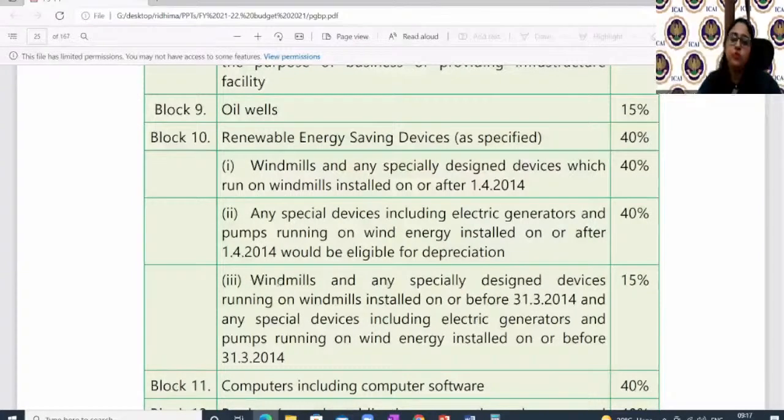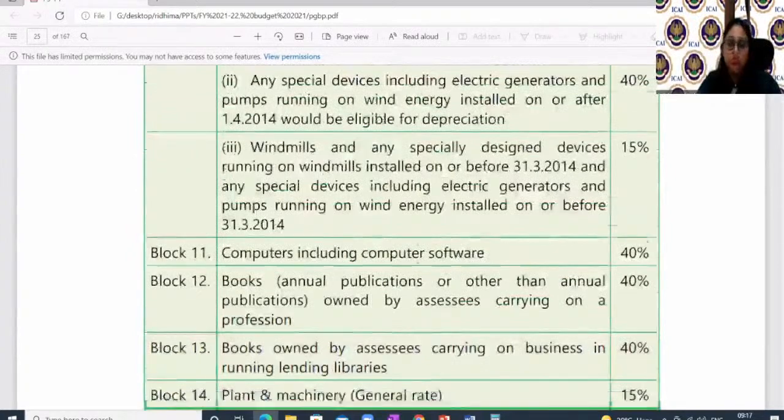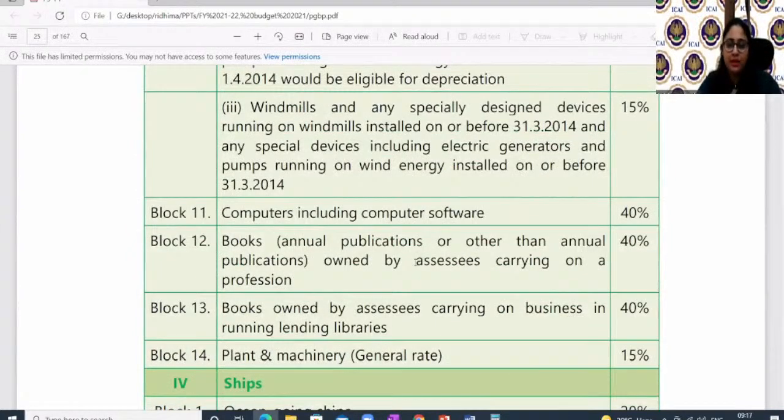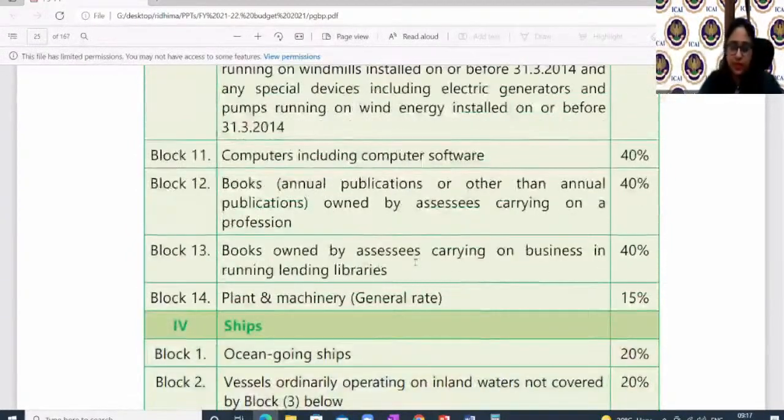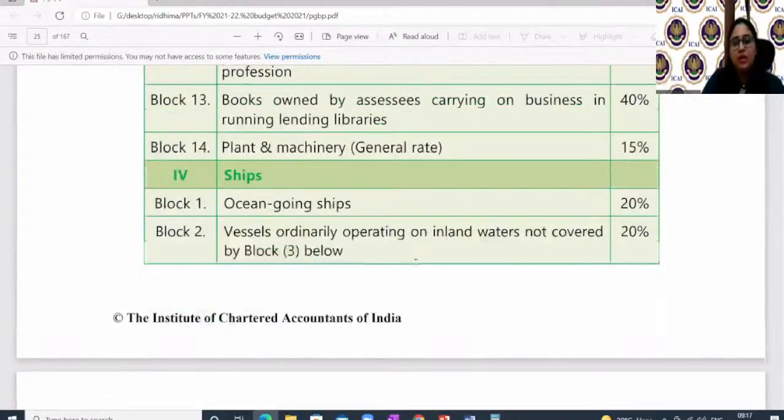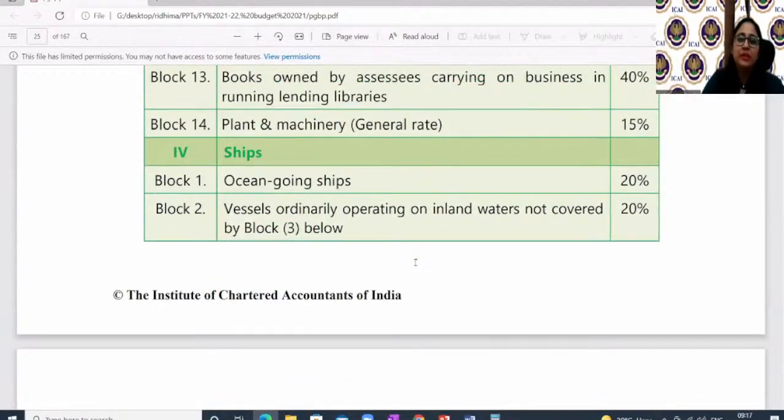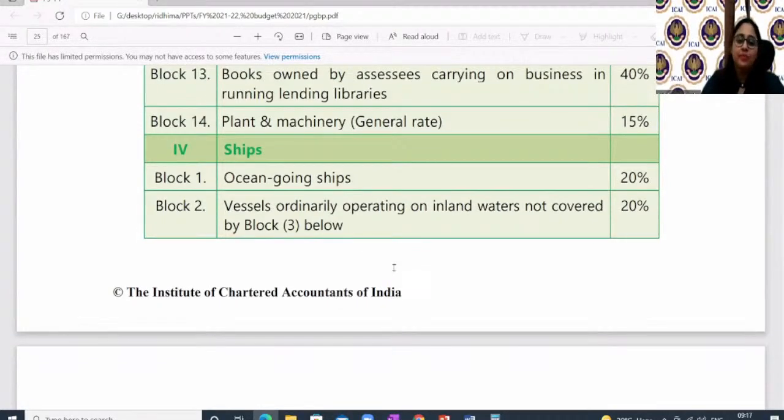Windmills installed before, 15%. Computer is important, books is important, plant and machine की general rate is important, that we have covered. Ships का एक और category है, एक और block है, but since it is not very commonly used, I did not touch it. 20% is for ships.